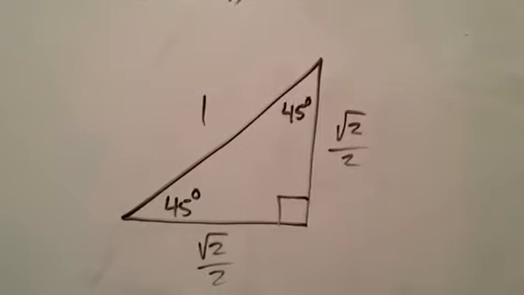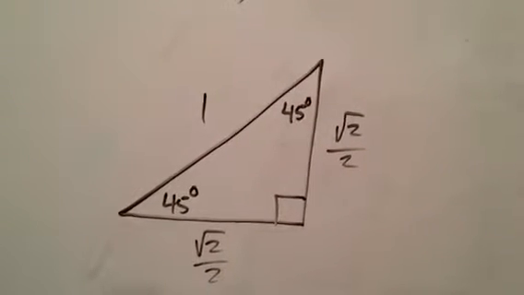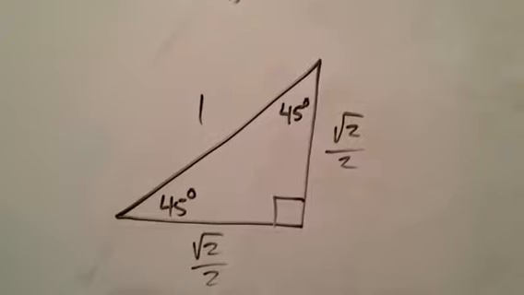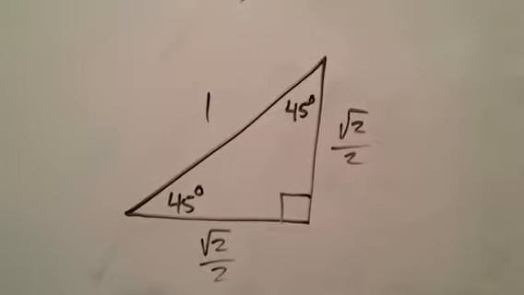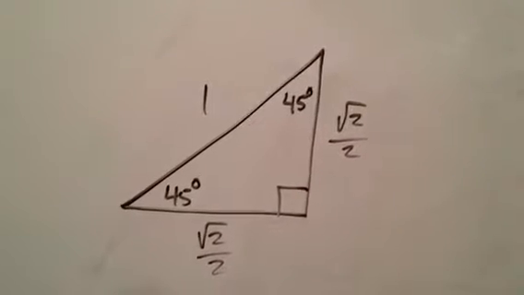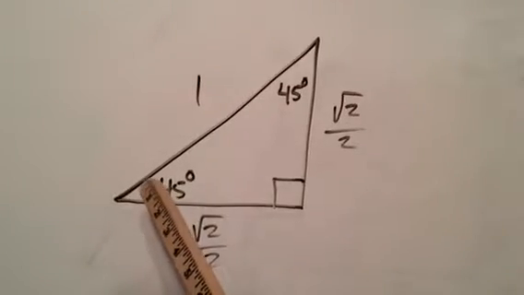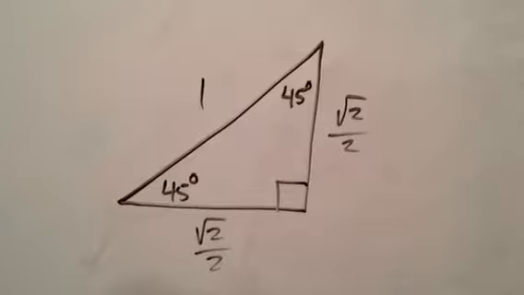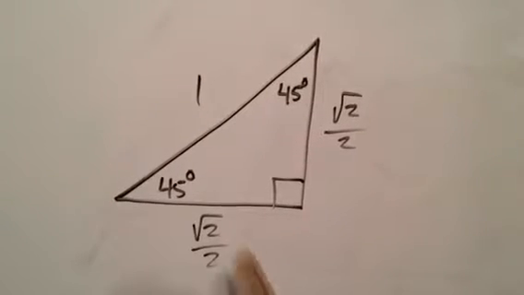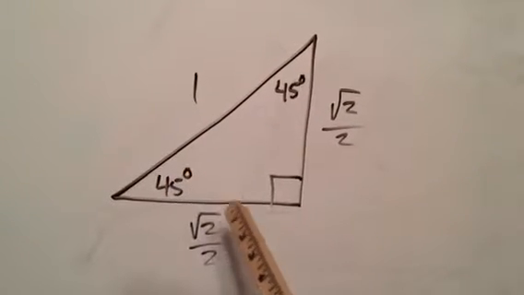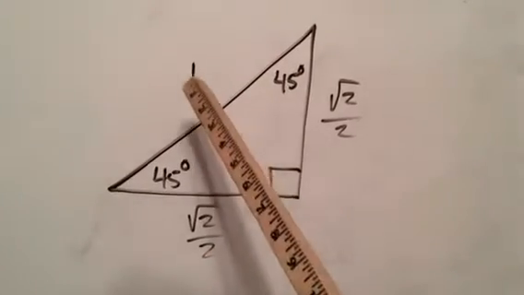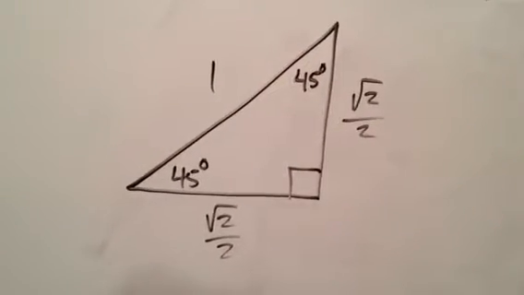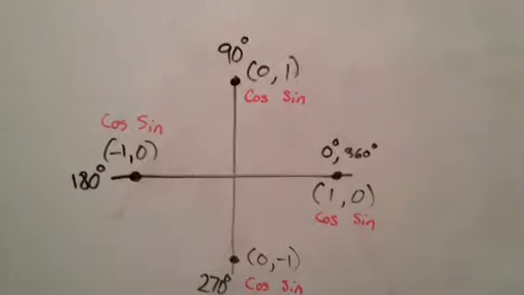The 45, 45, 90 degree triangle with a hypotenuse of 1 gives us the values for sine and cosine at 45 degrees. The sine of 45 degrees is opposite over hypotenuse, making it square root of 2/2. The cosine of 45 degrees is adjacent over hypotenuse, also making it square root of 2/2.